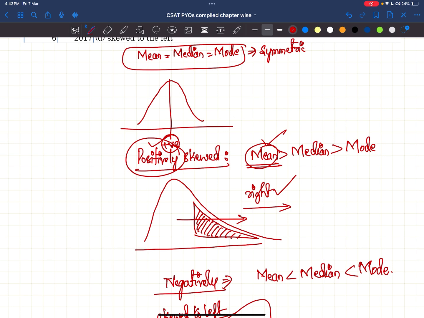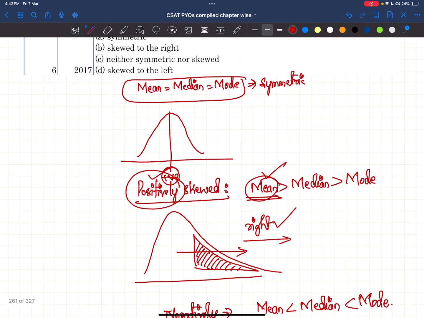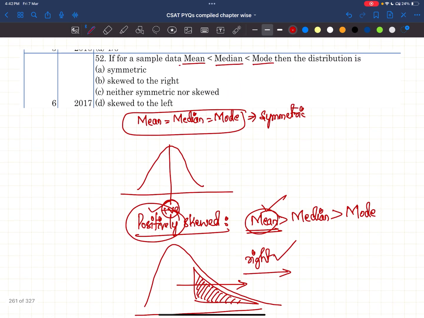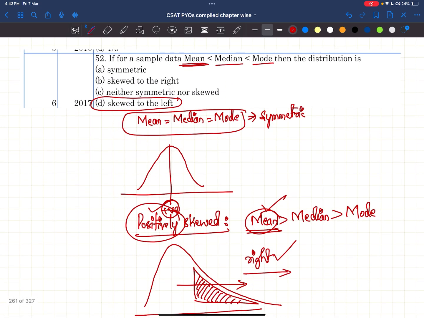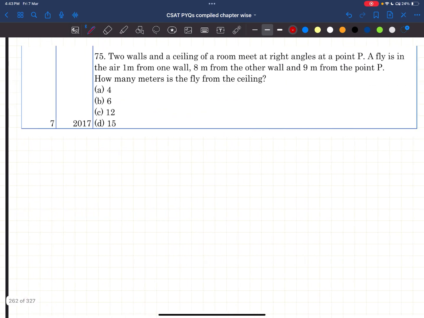Now, what is being asked in the question? Mean is less. That means negatively skewed. Negatively skewed means skewed towards the left. This is a conceptual question. Please try to remember this. I've tried my level best to explain it in a simple manner. Now, let's go to the next question.